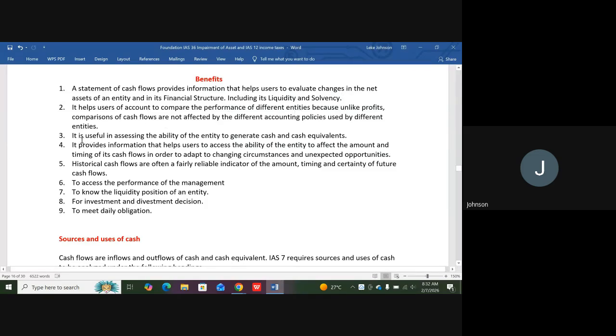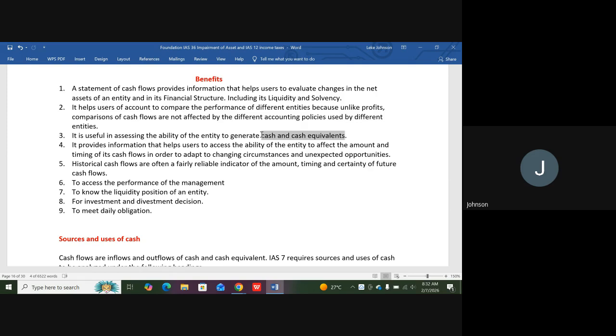The next one, it is useful in assessing the ability of the entity to generate cash and cash equivalent. So what is cash and cash equivalent? Cash and cash equivalents are those assets that can easily be converted to cash. An example, your cash balance in your bank is already in cash form. Your cash at hand, right? Cash account is also in cash. Then we can also talk about your debtors that are owing you.